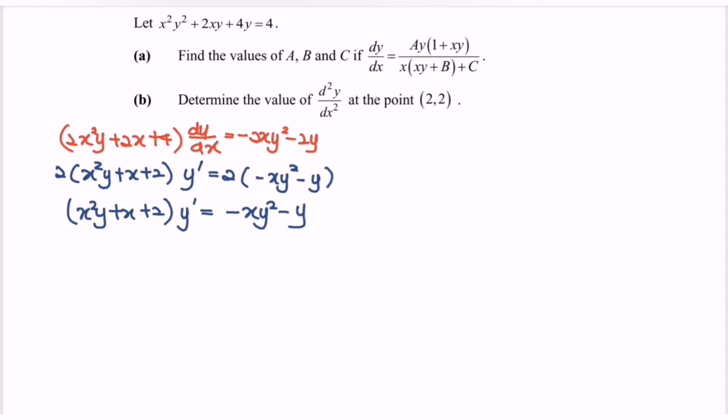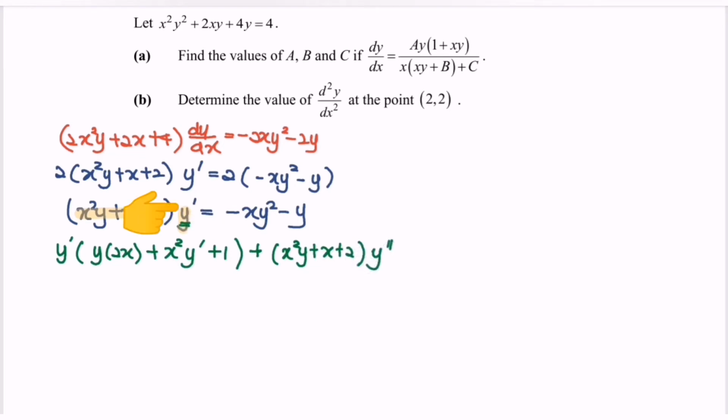So now I'm going to start the discussion, that is find the second derivative. So let this one be u and this one be v. So we will have y prime bracket y bracket 2x plus x squared y prime plus 1 and 0, plus we have x squared y plus x plus 2. Differentiate the y prime, we will have y double prime, which is the second derivative, equals y squared bracket negative 1 plus negative x bracket 2y y prime minus y prime.